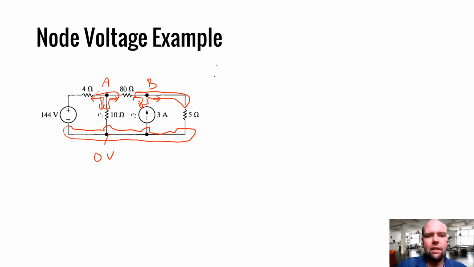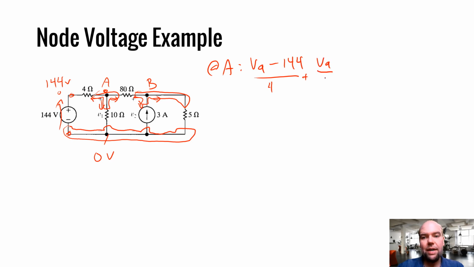Starting at A, the current flowing to the left is going to be VA minus the voltage on the other side of the resistor, which, since we had 0 volts here and we went up 144 volts, we are at 144 volts right here. So the voltage on this side was VA, the voltage on this side was 144, so it's VA minus 144. That's the drop across that resistor, and then to find the current, it's the voltage drop across the resistor divided by the resistance, which is 4 ohms. And then the current flowing down from node A is going to be VA minus 0, so we just write VA divided by 10.